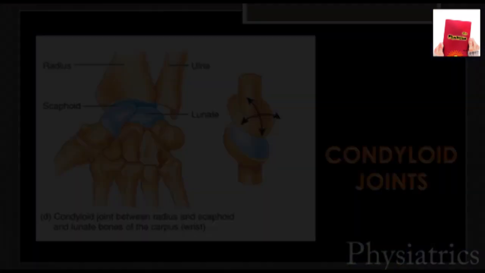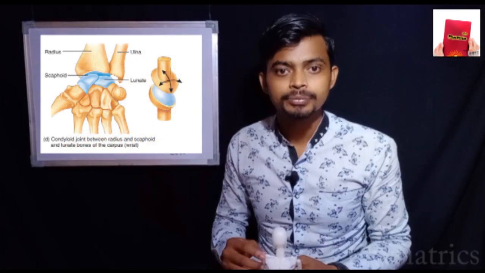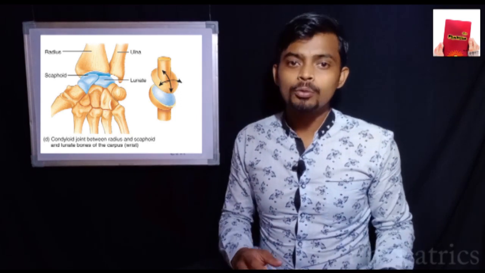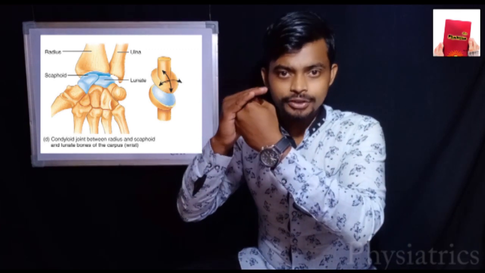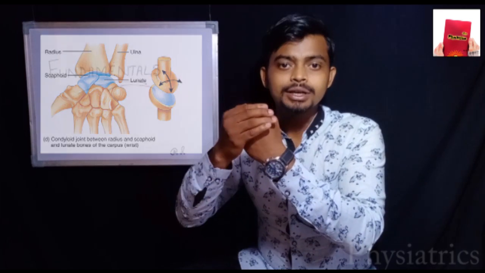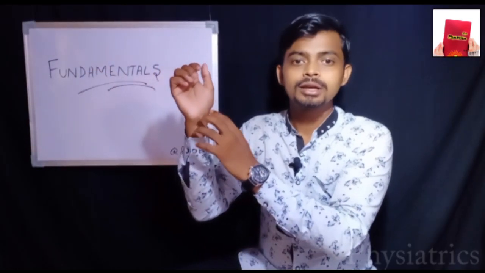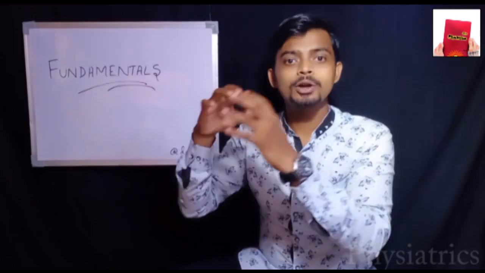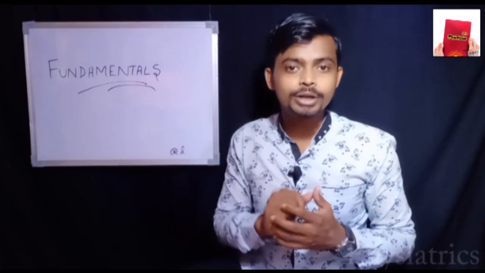The second joint is the condylar joint. These are joints formed by two bones where one bone has an ellipsoid shape and another bone has a condyle that fits into the ellipsoid structure. These joints provide movement in two dimensions, like the radiocarpal joint, which provides movement of the wrist: forward bending, backward bending, side bending, and a combination of these movements, that is circumduction. Note that here it provides only two-dimensional movement.